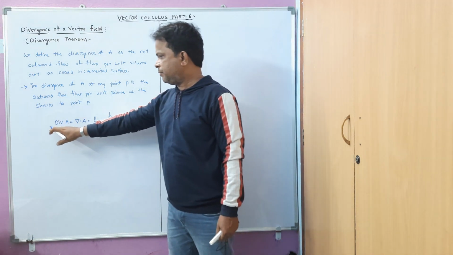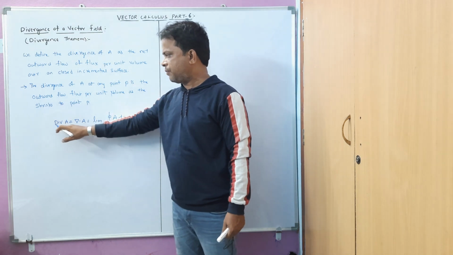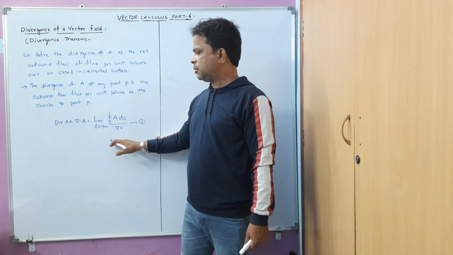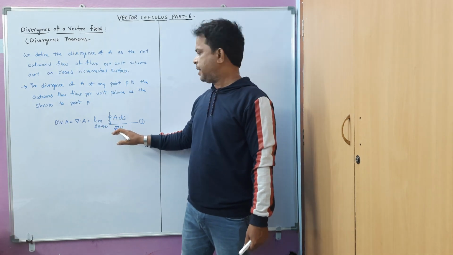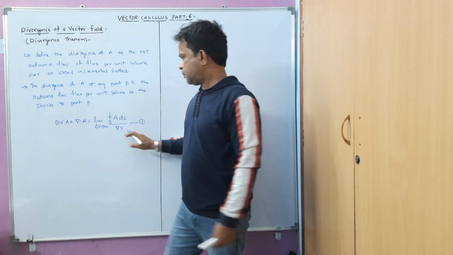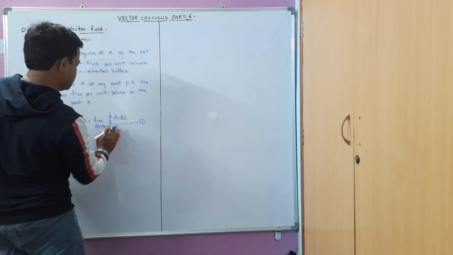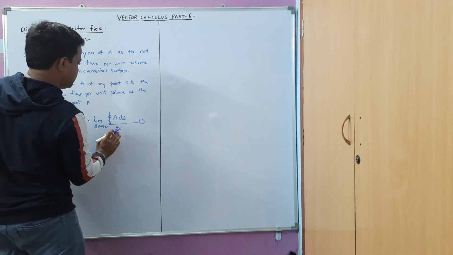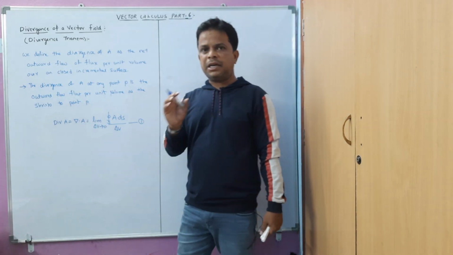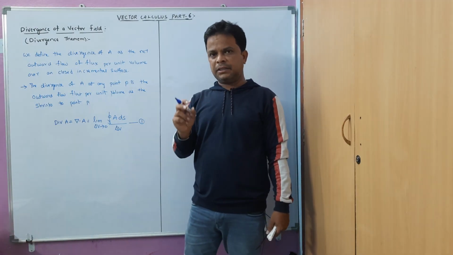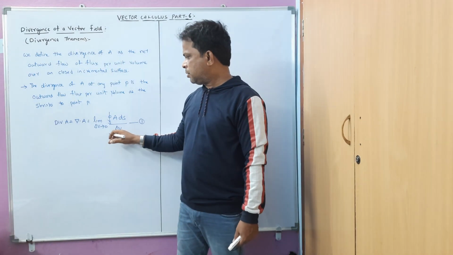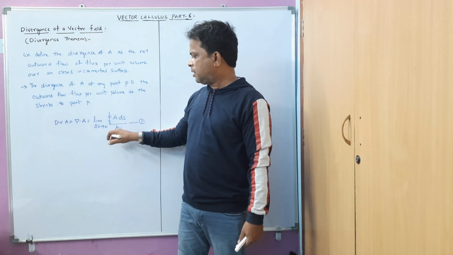So, the divergence theorem we can write as: divergence of A, or del dot A, is equal to the limit as delta V tends to 0 of the closed surface integral of A dot dS divided by delta V. Note that it is delta V, not del V. Del is a vector differential operator, while delta V is a small incremental change in volume. So don't get confused between delta V and del.